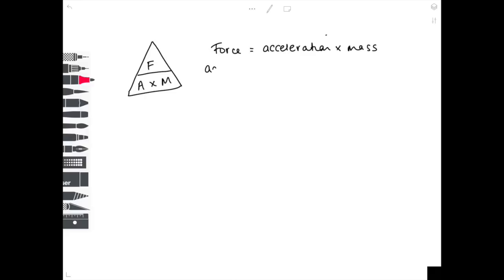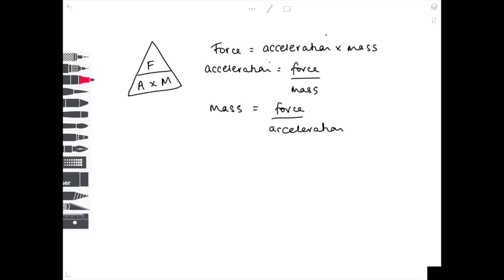If we're after acceleration, cover that up. You can see that it is force divided by mass. And lastly, mass equals force divided by acceleration. Touching quickly on the units, mass should always be in kilograms, force is newtons, acceleration is meters per second squared, so make sure you have that sorted, and we'll look at a couple of examples now.